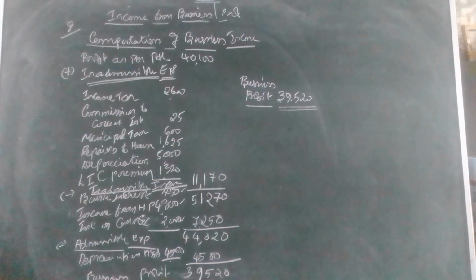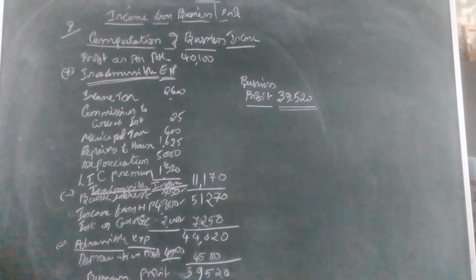Bad debt allowed. What is that bad debt allowed? It is an eligible one. When we are doing the business, those allowable bad debts we have to deduct. Bad debt allowed in the sense it is an admissible expense. Bad debt disallowed in the sense we should take it as an inadmissible expense.